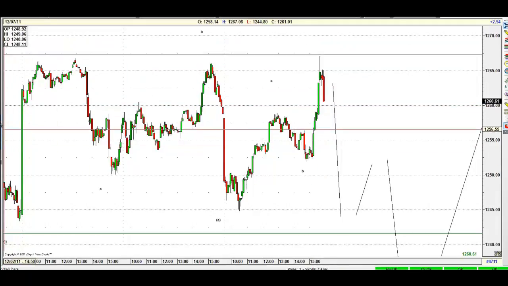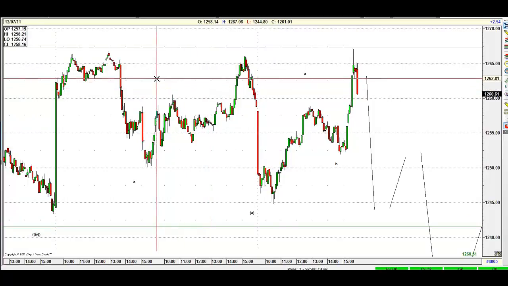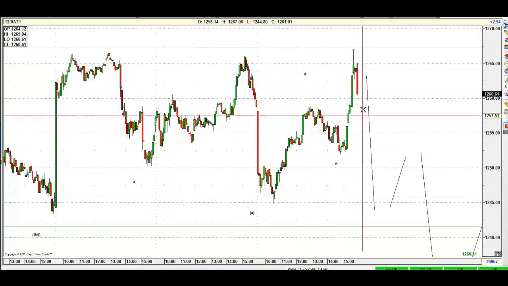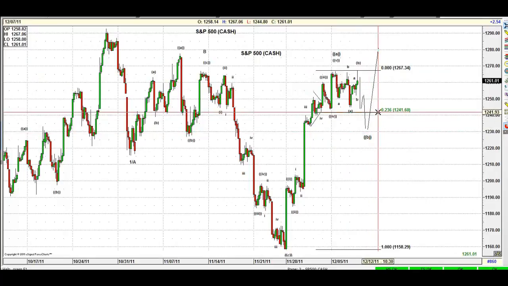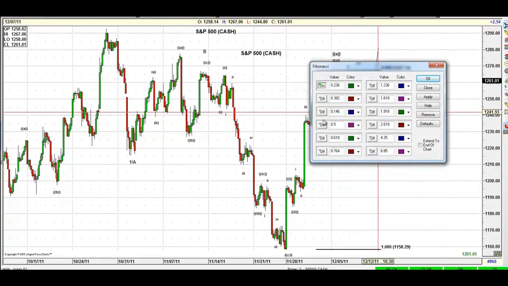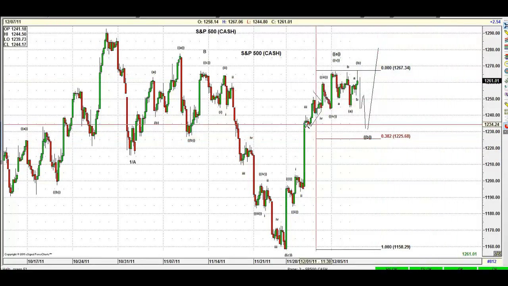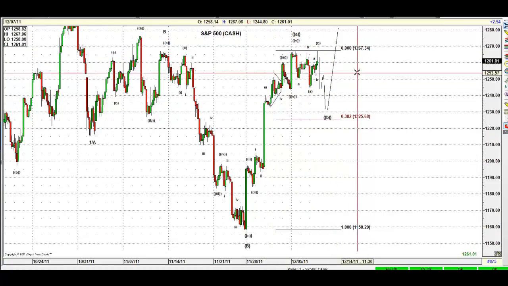So what we are suspecting is that we are in the presence of a flat when we have 1, 2, 3, 1, 2, 3, and we're going to get a 5-way down move to around, like we've been saying for almost a week, around the 1226 area, a powerful move tomorrow before the cash turns higher for good.